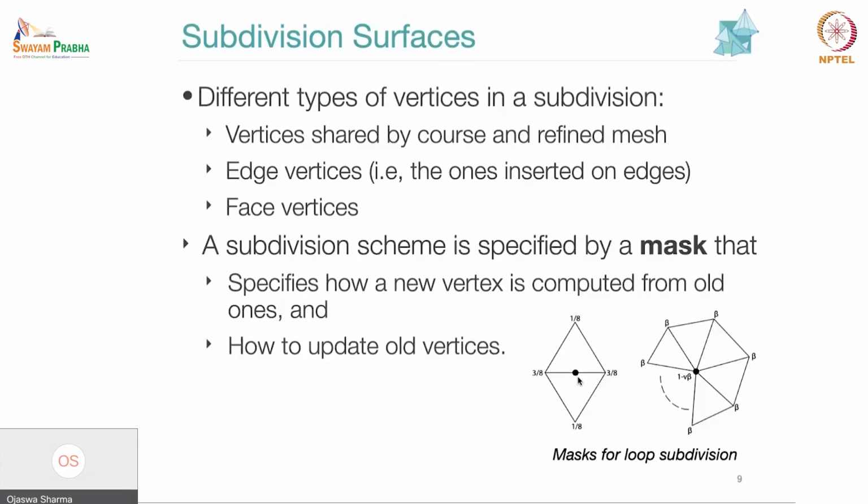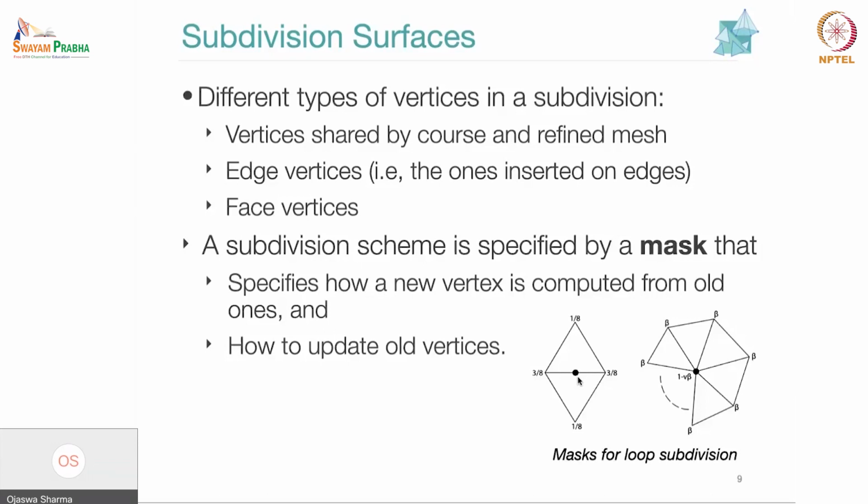So you multiply the vertices by these weights and take a convex combination, and that becomes the new coordinate for this central vertex, right? So that's how you create a new edge. And this one is the mask for the loop subdivision scheme, which we will see in a moment. So that's for the new vertex. Then, if there is a face vertex that is inserted, you will have a mask for a face vertex. So this mask is nothing but a configuration and weights for the old vertices that will be combined to generate a new vertex, which could be a new edge vertex or a new face vertex.